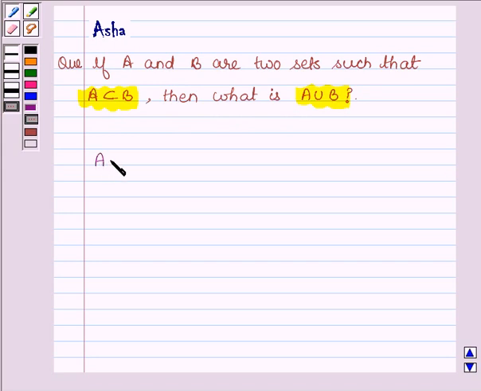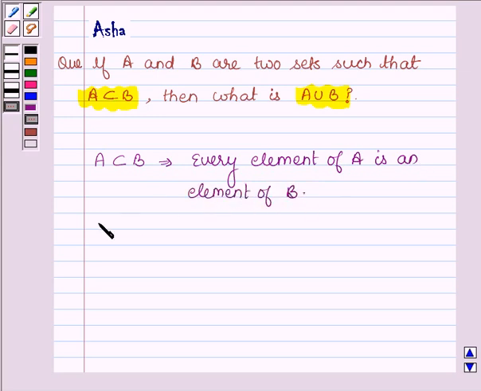So first let us learn that A is a subset of B implies every element of A is an element of B. And A union B is the set of all those X such that X belongs to either A or B or to both A and B. So this is the key idea we are going to use in this problem to find its solution.